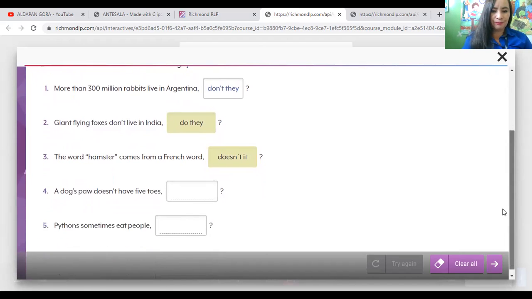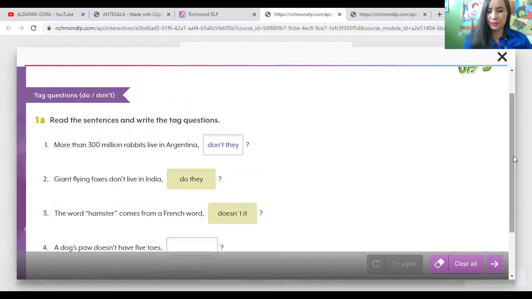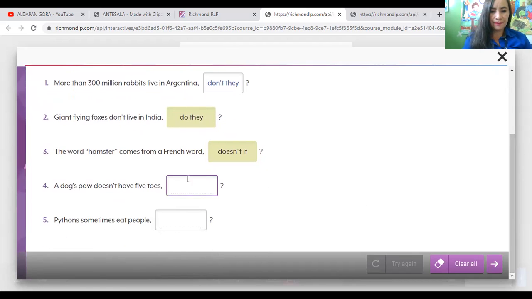Then number four, we have in here, a dog's paw doesn't have 5 toes. What is the tag question? Does it? Very good. And the last, pythons sometimes eat people. Doesn't it?